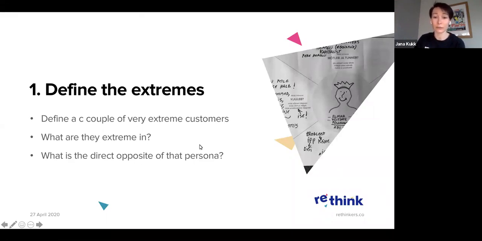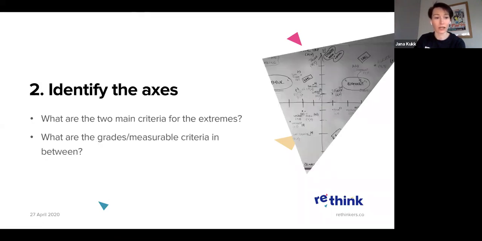After you have mapped out a couple of very extreme examples, then decide on what would be the axis. And usually, once again, if you ask this question, what is the extreme and what is the opposite of this, the axis actually becomes very clear. So you sort of understand based on what these guys are opposite. Maybe it's the age, maybe it's, I don't know, place of living, income, whatever. It can be very different things, but you immediately understand what it is.